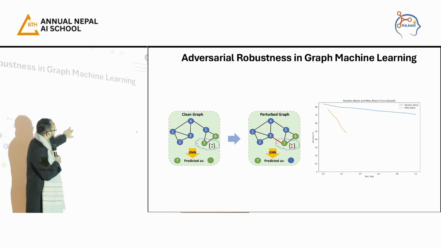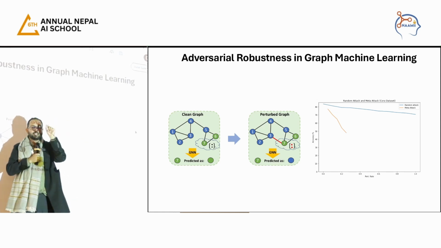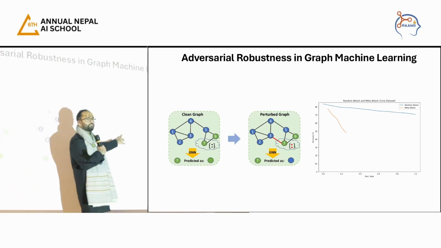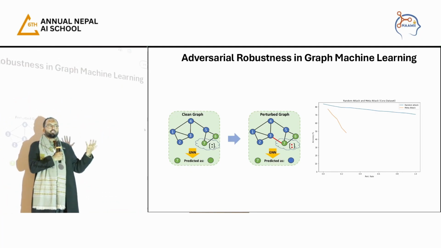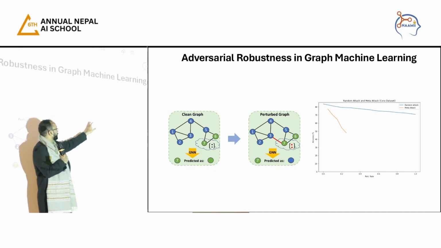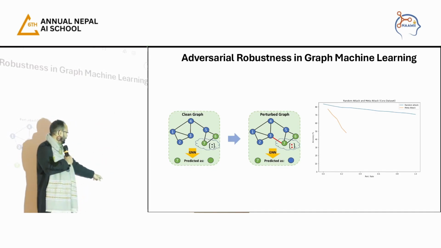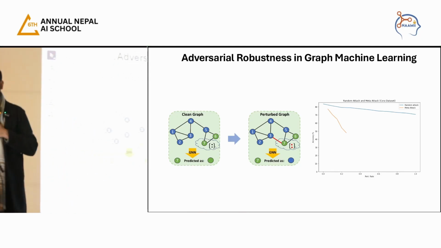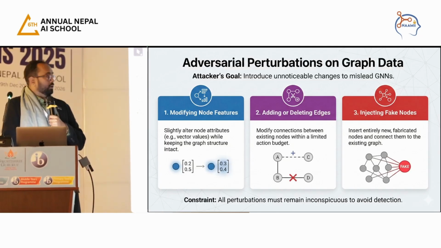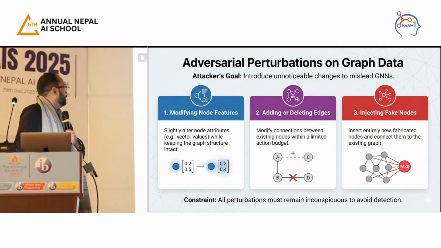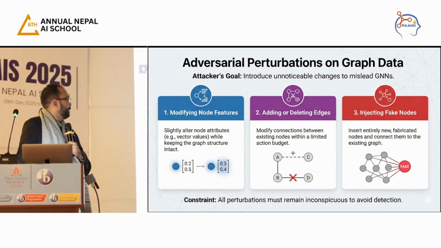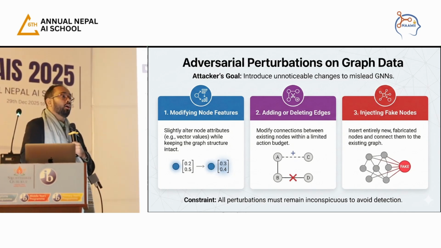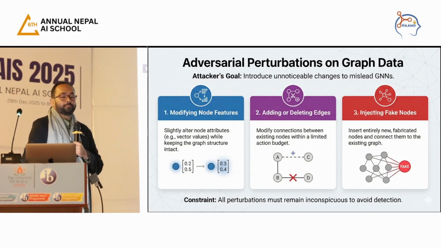This curve is for the meta attack. Meta attack means you have attacked targeted individual nodes, where you have changed the features or added extra edges to that particular node. Accuracy deteriorates much faster with targeted attacks and different types of attacks. So what are the different types of attacks? One can modify the node features. One can add or delete edges. One can also add or delete nodes.